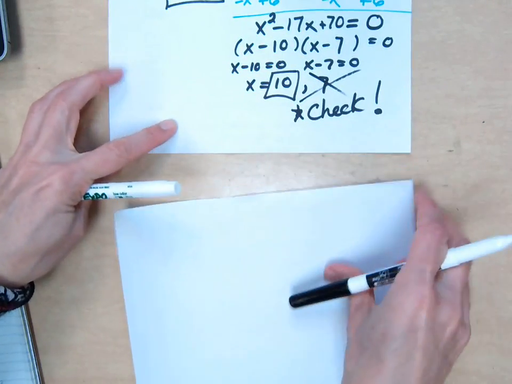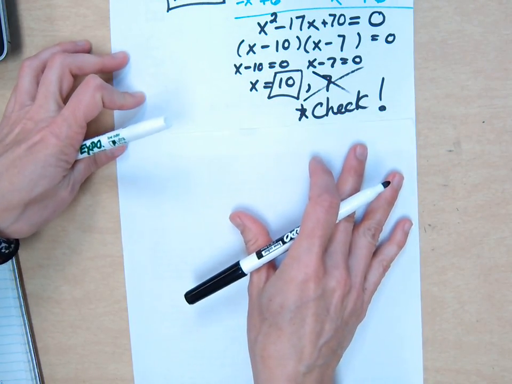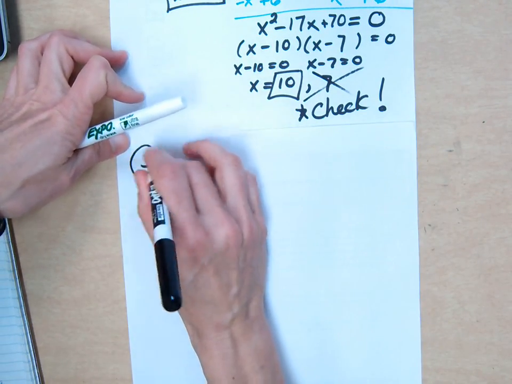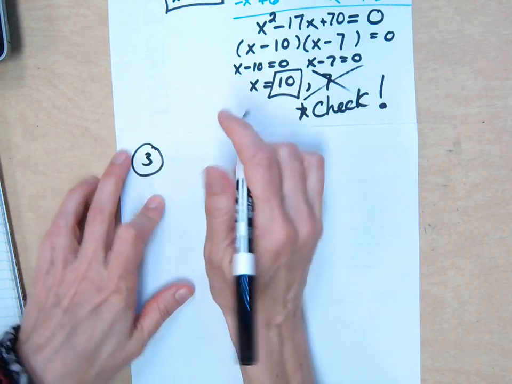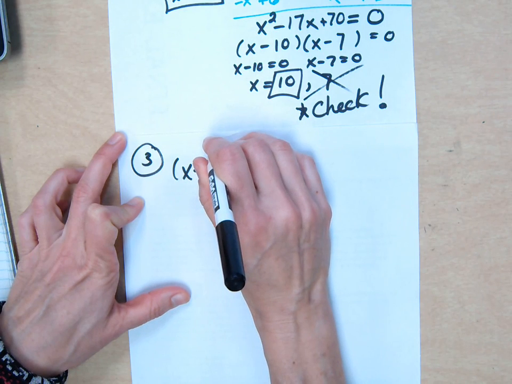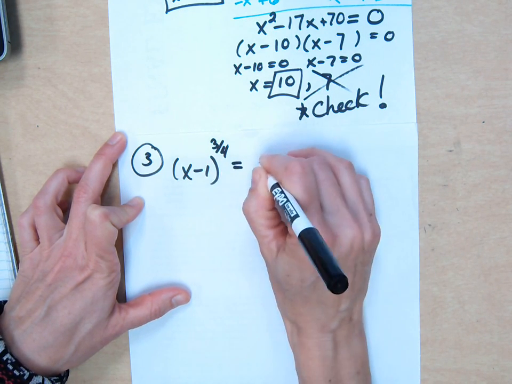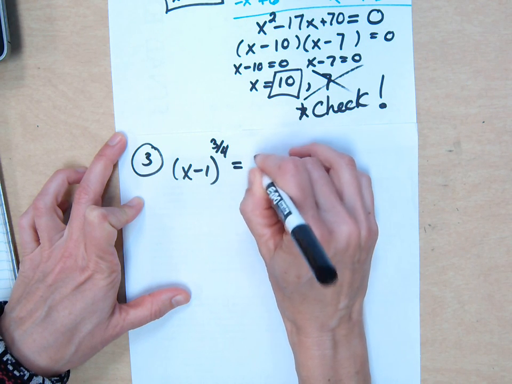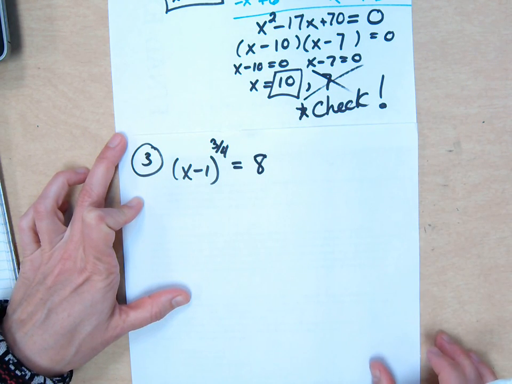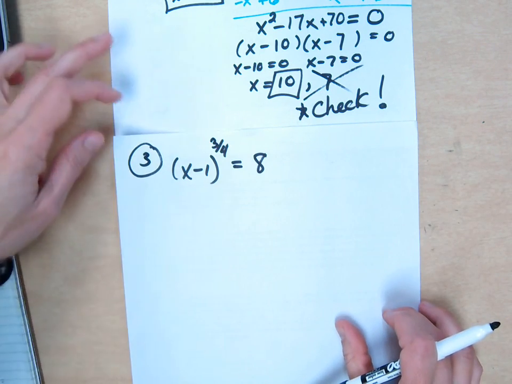Okay, example 3 is x minus 1 raised to the 3/4 power equals 8. Yes, that's it. X minus 1 raised to the 3/4 power equals 8.